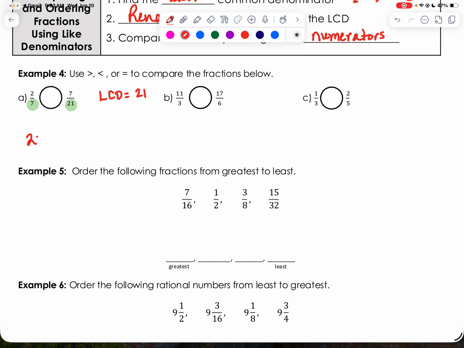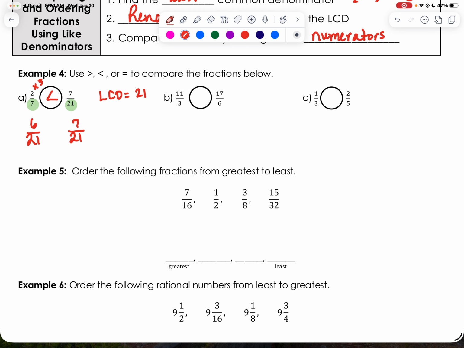So I'm going to rewrite this first fraction with a denominator of 21. The second fraction I'll leave exactly as it is because it already has a denominator of 21. All right, so let's rewrite 2/7. 7 will go into 21 3 times. So I'm going to simply multiply the numerator by 3. So 2 times 3 is 6. Now that you've rewritten them both with the same denominator, just look at the numerators. 6 is smaller than 7. Therefore, 2/7 is less than 7/21.